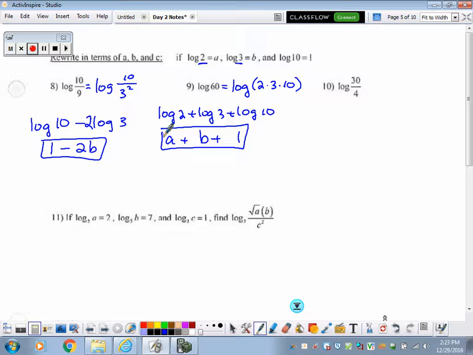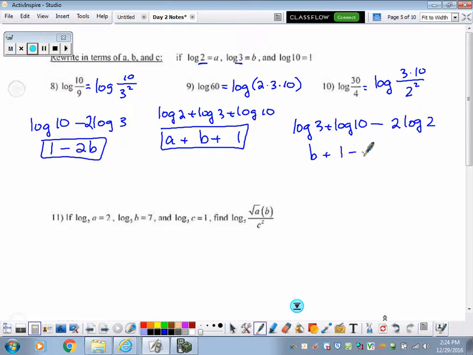Log of 30 divided by 4, again using the numbers 2, 3, and 10. 30 will be 3 times 10. And 4, I can write as 2 squared, right? 2 times 2, 2 squared. And then I'll use my properties again to expand: log 3 plus log 10 minus, and then I'll put a 2 out in front because that's the exponent that's going to come down front from the 2 squared. Log 3 will be replaced with letter B. Log 10 will be replaced with 1, and 2 times log 2, which is A. So it's B plus 1 minus 2A.